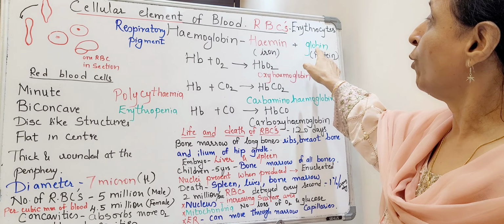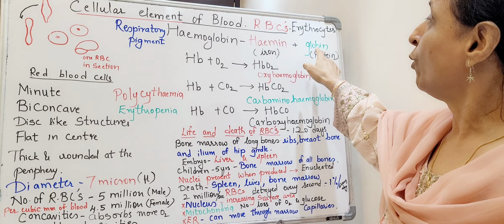Now, if you see their life and death, where they are produced. They do not remain throughout life. You don't have the same RBCs. They get destroyed. They have a lifespan of 120 days. They'll remain only for 120 days and then they will be destroyed.